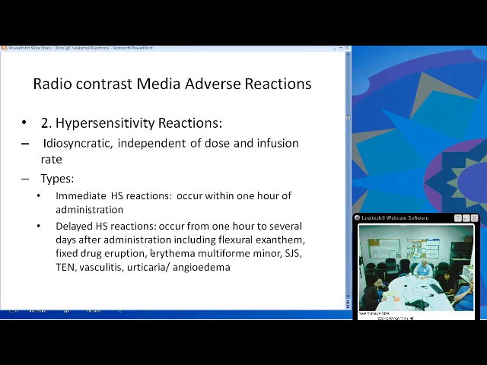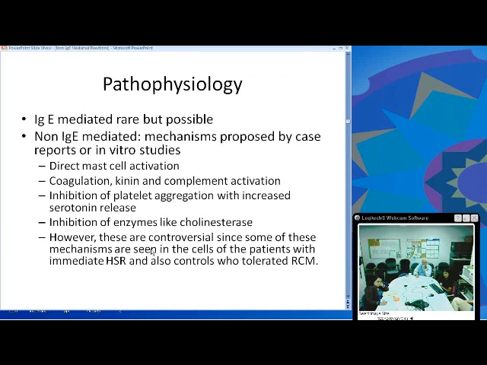On the other hand, the hypersensitivity reactions are idiosyncratic, independent of the dose and infusion rate, and the types are either immediate or delayed hypersensitivity reactions. The immediate hypersensitivity reactions occur within 1 hour of administration, and the delayed can occur anywhere from 1 hour to several days after the administration. And the delayed ones are usually manifested as exanthems or as fixed drug eruptions, erythema multiforme. They can also go on to develop Stevens-Johnson syndrome or TEN, vasculitis, urticaria, and angina.